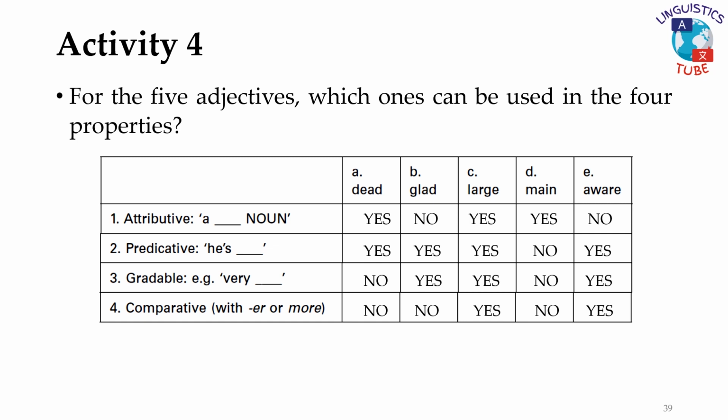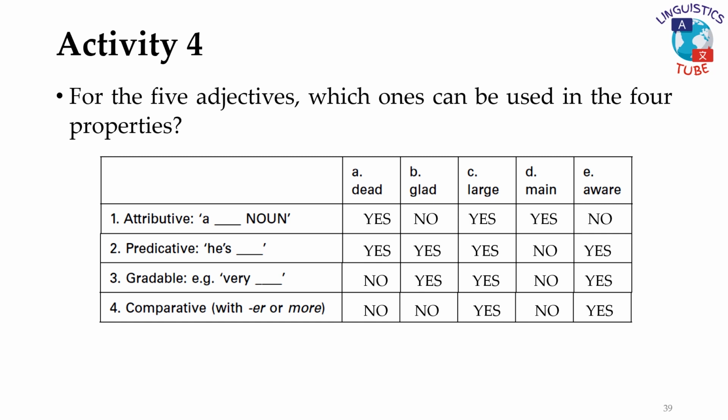Fourthly, glad. You cannot say a glad person. You can say he's glad. You can say he's very glad. You can't say he is gladder than me. So, it is peripheral.